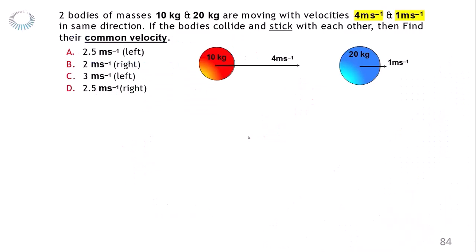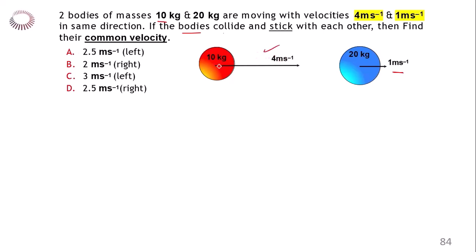Starting with that, let us say this is a simple situation where two balls are moving, with masses of 10 kg and 20 kg. They are moving with velocities of 4 meter per second and 1 meter per second. Now you are asked to check whether the bodies collide. These two bodies will collide with each other. Why? Because the 10 kg particle is moving with a higher speed.